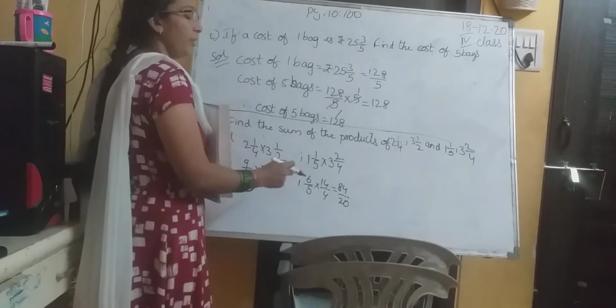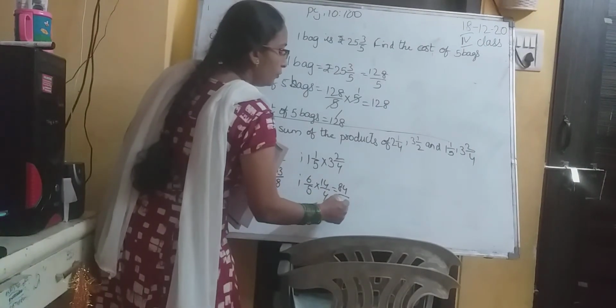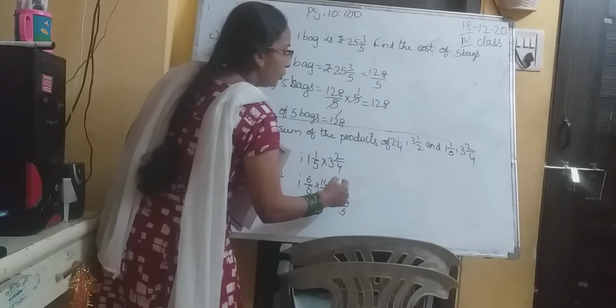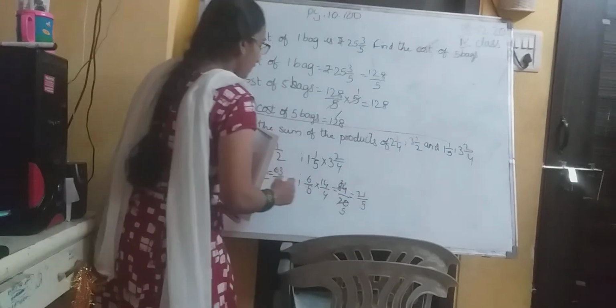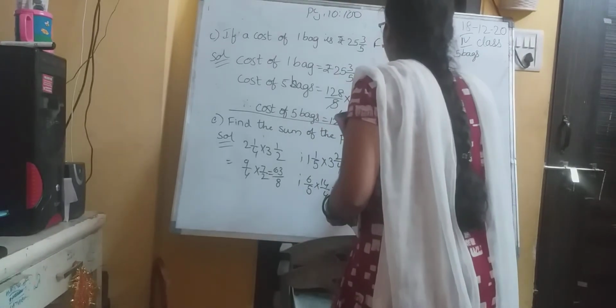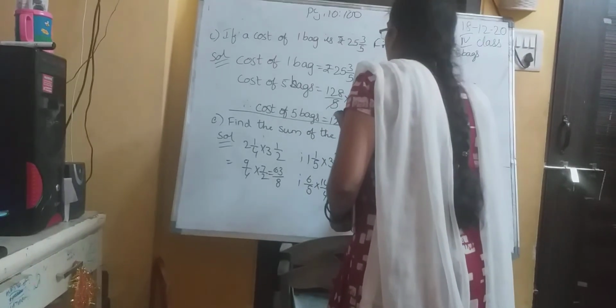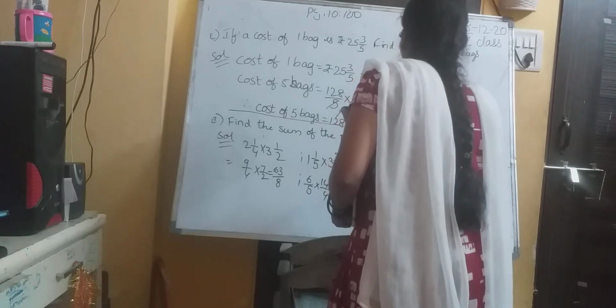Now they are asking you to add these two. First you see 4 5s are 20, 4 2s are 8, 4 1s, that is 21 by 5 here. Now they are asking you to add. Sum means add, children. They are asking you to add 63 by 8 and 21 by 5.